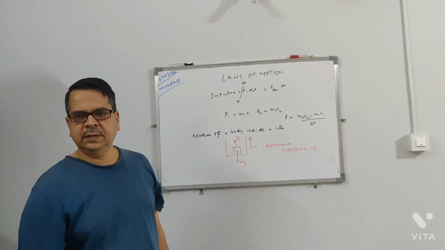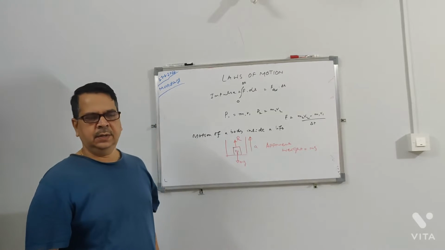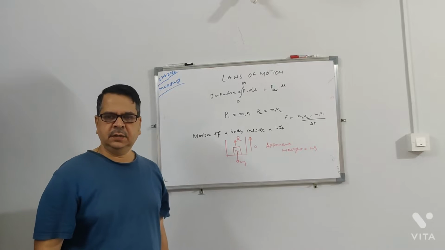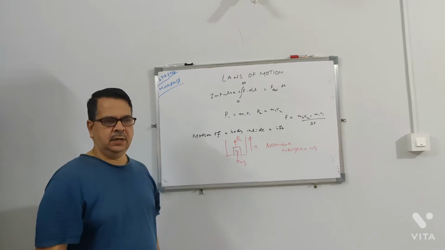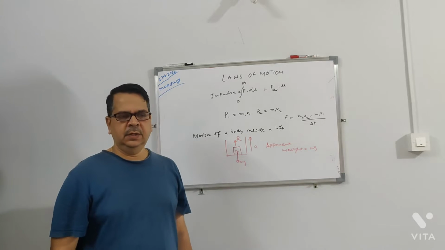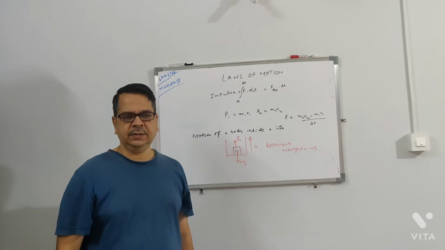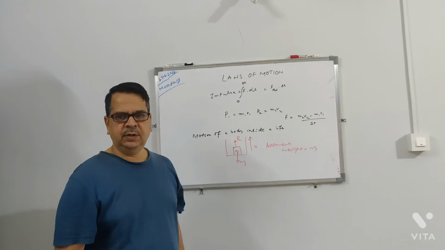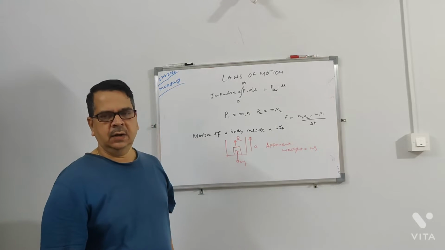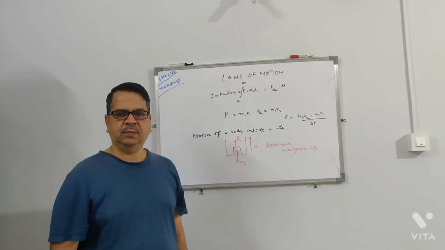Let's do some numericals related to laws of motion. Okay, so we have three laws: first law, second law, and third law. The first law is the law of inertia: unless you apply an external force, it will not change the state of rest or state of uniform motion. The second law is that the rate of change of momentum is equal to force. And the third law is that each action has an equal and opposite reaction.